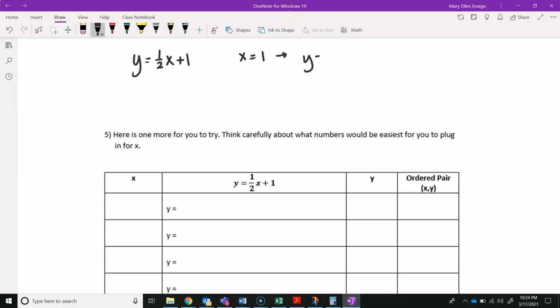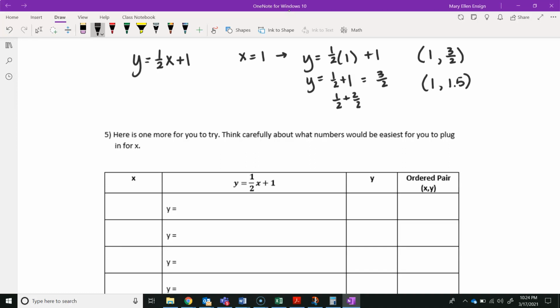What would happen? Well, we'd have y equals 1/2 times 1 plus 1. So y equals 1/2 plus 1, which is 1.5 or 3/2. Think about this as 1/2, this is 2/2, altogether that's 3/2. So my ordered pair would be 1, 3/2, which is the same as 1, 1.5. Now I can graph that. That means I'm going over to the right 1 box and up 1.5 boxes, so my point would end up between two lines, and that's fine.